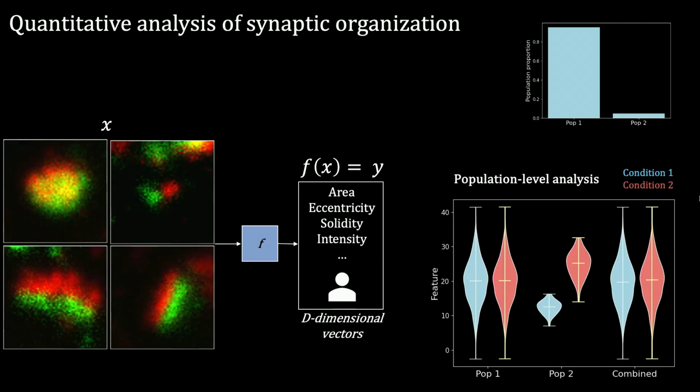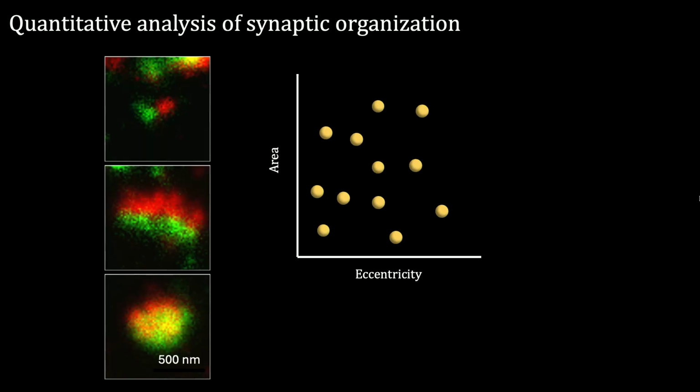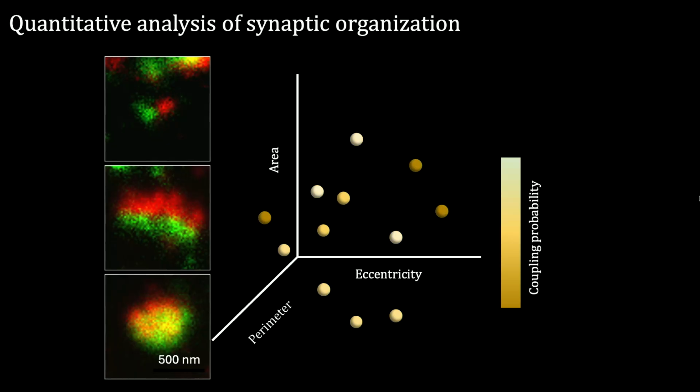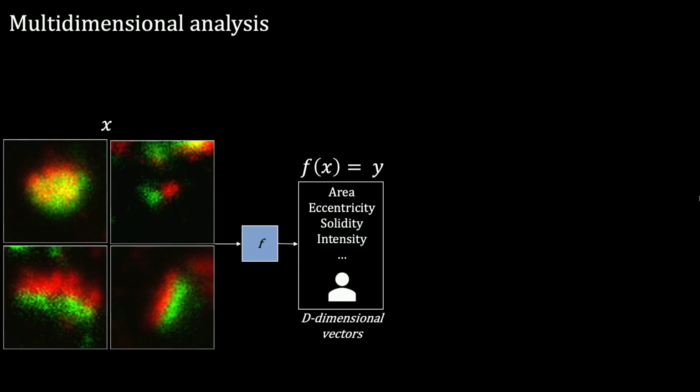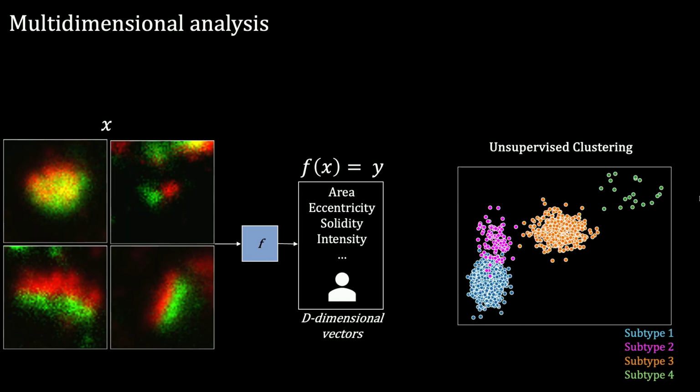So we need other approaches that will be able to capture these changes in some minority population in a data-driven manner. And we work in a multidimensional space because our synapses have multiple features such as the area, eccentricity, perimeter, coupling probability, so the probability of association between the pre and the post synapse, and coupling distance. And so for this type of work, unsupervised approaches, for example, unsupervised clustering approaches, can be very powerful in order to find subpopulations within our data set in a data-driven manner.